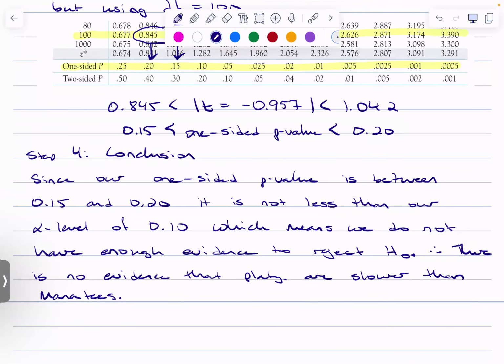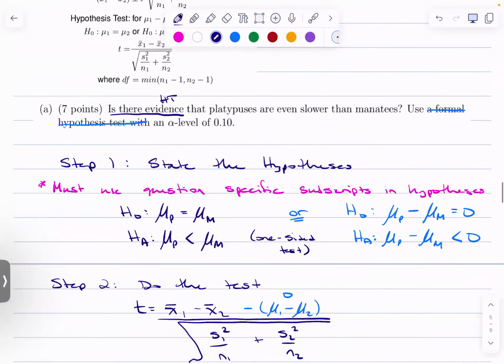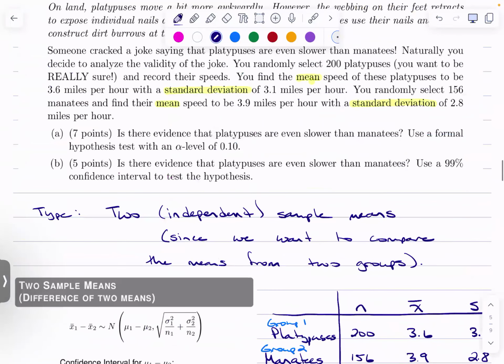Oof. How about a confidence interval? Making me work for it.